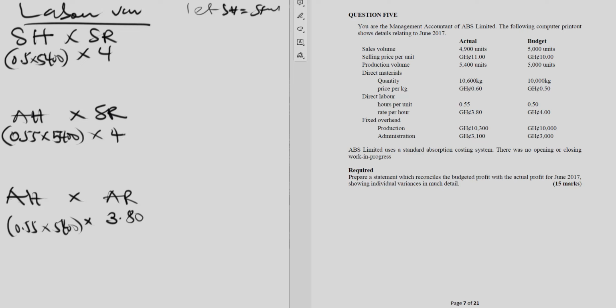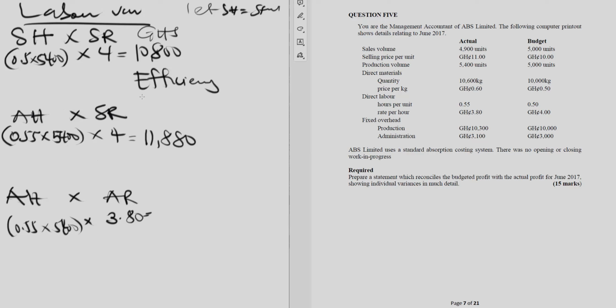So once we have been able to do this, we can then get our figures and get the necessary variances. So the first one, we have 0.5 by 5,400 by 4. And that gives us 10,800 as our standard hour by standard rate. We come here, we have 0.55 by 5,400 going into 4. We have 11,880, and with this one we can establish our efficiency variance also.